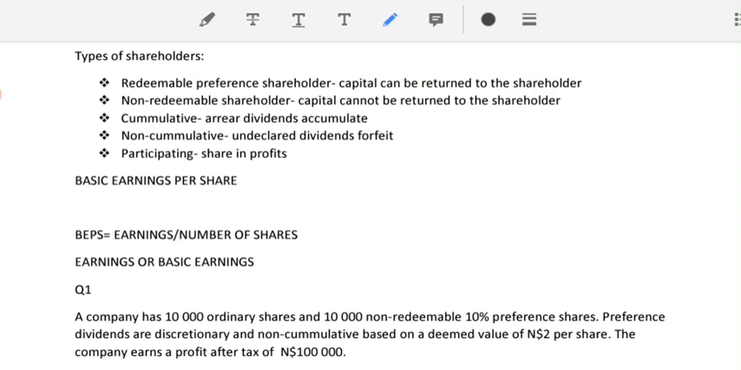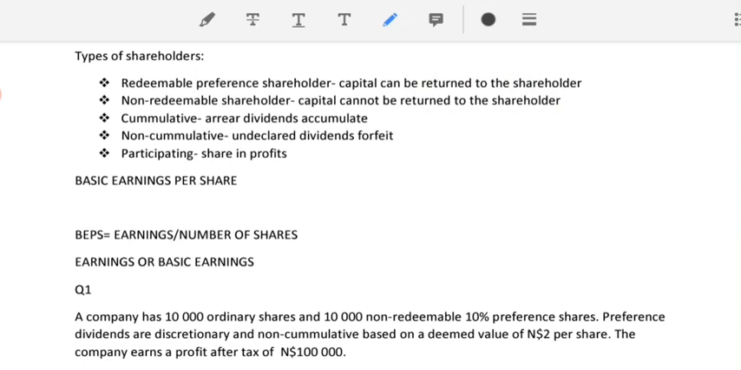Participating are those preference shareholders who also participate in the remaining profit together with the ordinary shareholders. Remember, the preference shareholders get a fixed dividend, but with participating, they will also have a share in the remaining profits together with the ordinary shareholders.